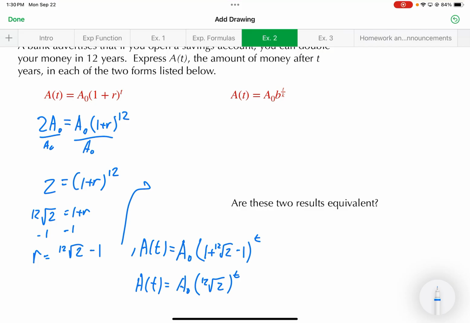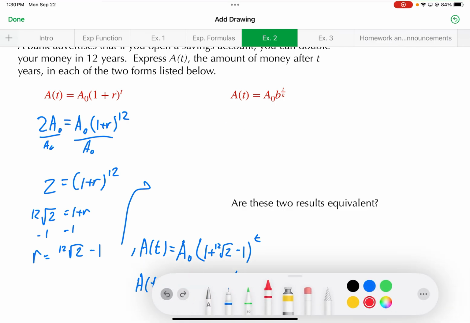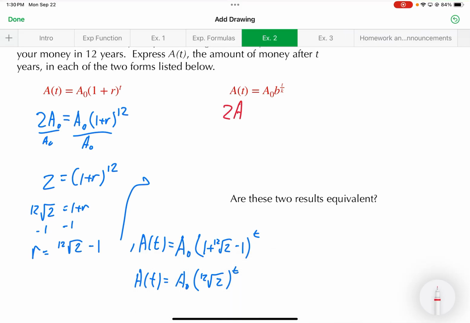So it says A of t equals a sub 0 times b to the t over k. So we need to remind ourselves a little bit about what those values are. Well, A of t is what my future value is going to be. We kind of already played that game. That's 2 times a sub 0. So I'm going to write that again on the left side, equals a sub 0. I don't know what I'm investing.